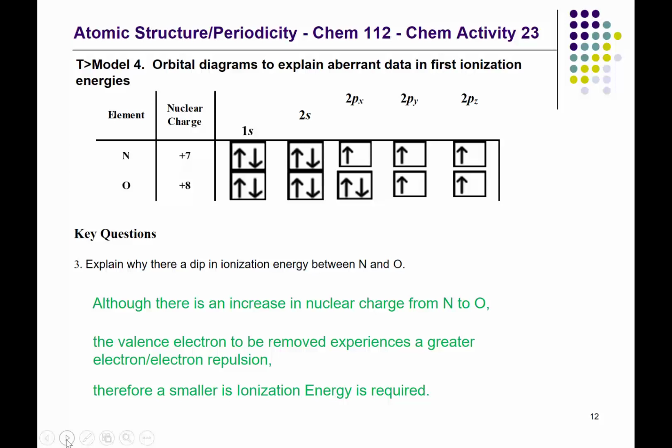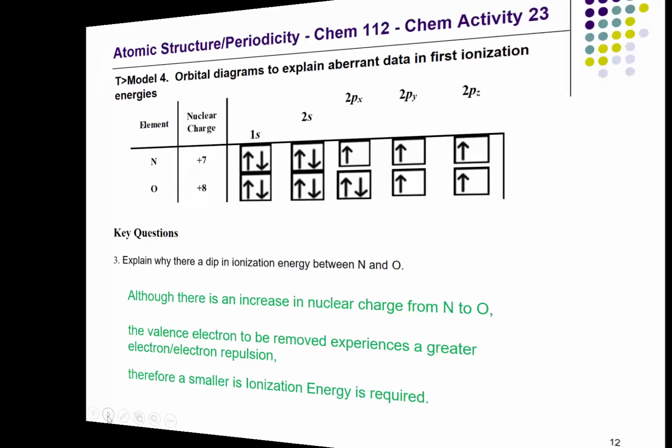We've looked at the trends related to the atomic radius and the trends related to ionization energy. The last trend is related to electronegativity.